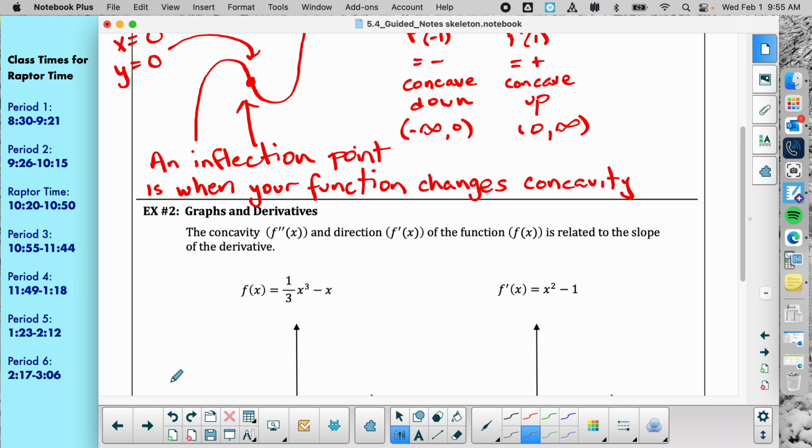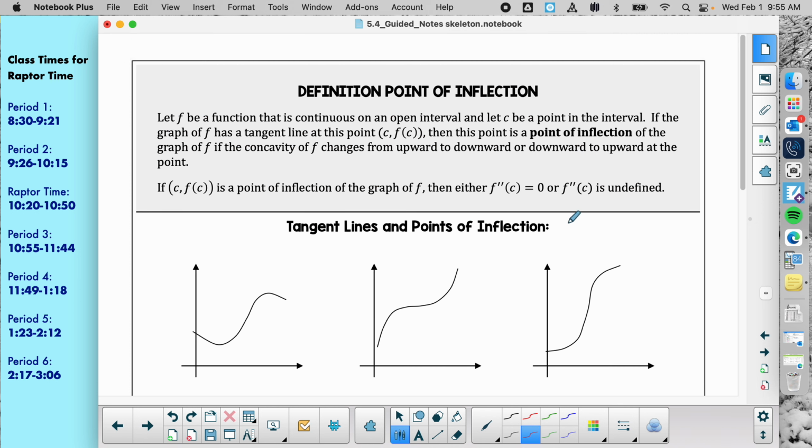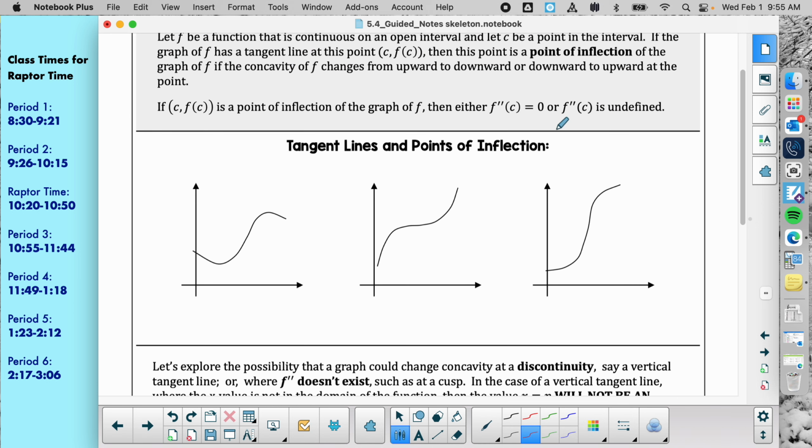Okay, let's move on then. On those pictures, why don't you guys draw a point where you think an inflection point happens? Sometimes it takes some training to get used to knowing where an inflection point happens.